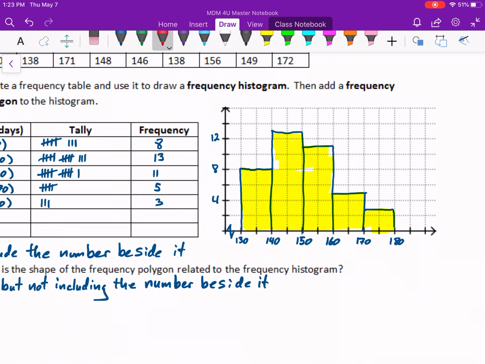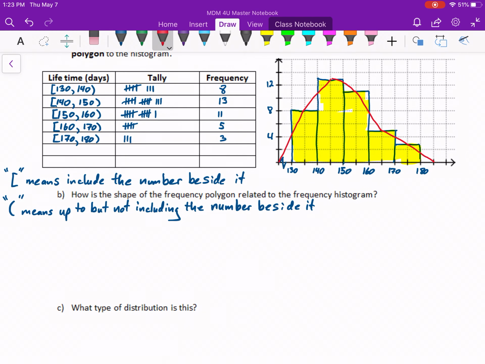And then I can make a frequency polygon out of it. I didn't draw the dots this time, but I can imagine a dot at the top of each bar, so it's easy enough to connect my imaginary dots, and I can put them there if I want to. So there's my frequency polygon. How is the shape of the frequency polygon related to the frequency histogram? Well, it shows the shape. It lets us see what the shape of the frequency histogram is. It shows the shape, let's say, of the distribution.